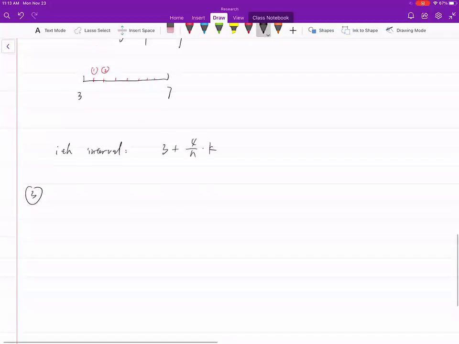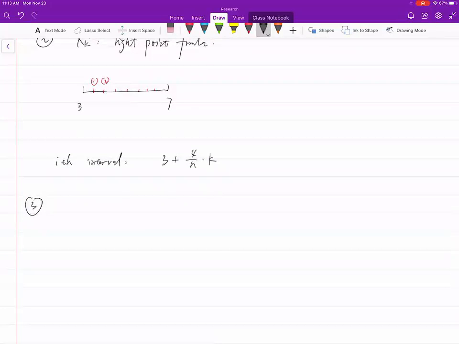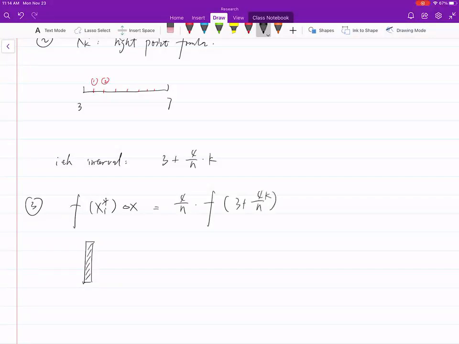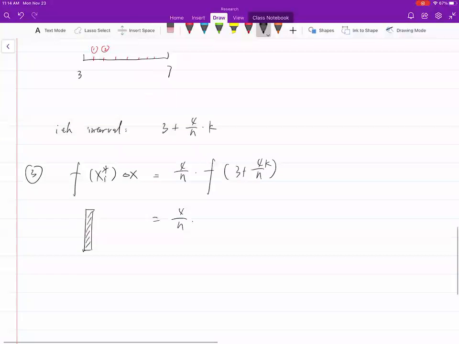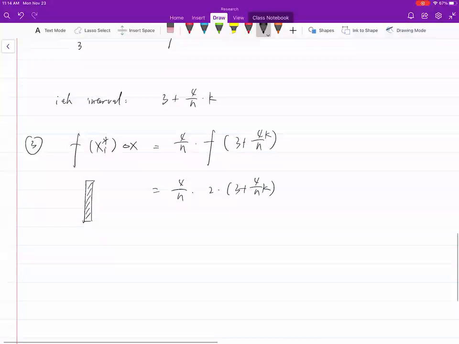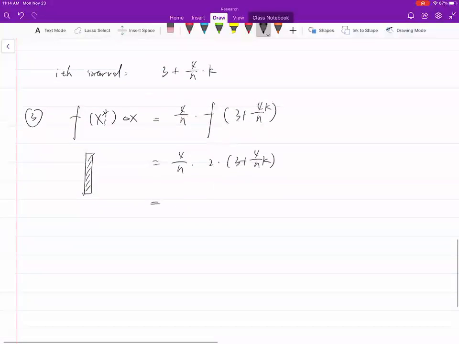All right. Now you want the rectangle. The rectangle is going to be f of xi star times delta x. Delta x, you already found, is 4 over n. F of 3 plus 4 over n times k. But now you know your f is nothing but 2x. So together, do we want to simplify a little bit? That's going to be 8 over n times 3 plus 4k over n.